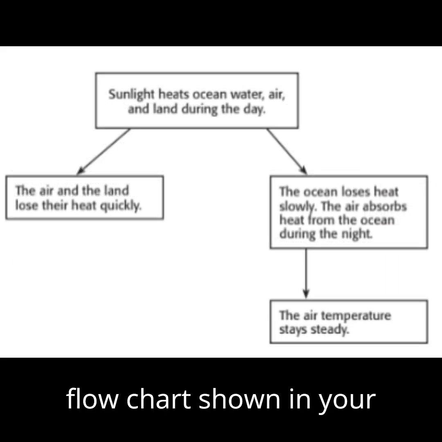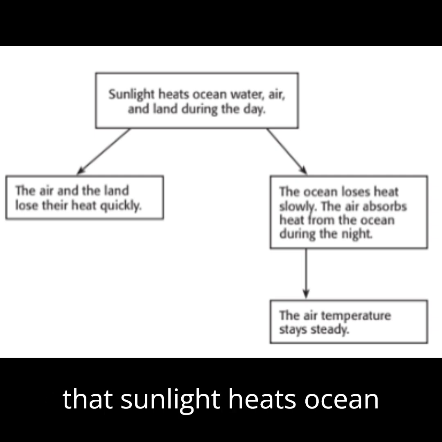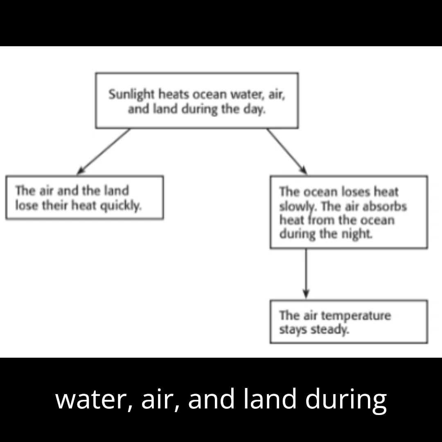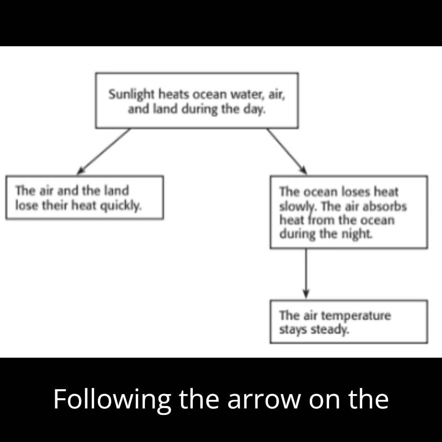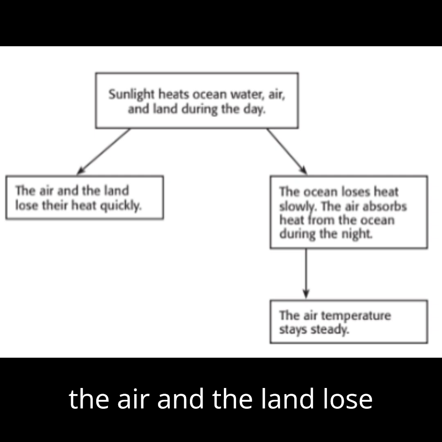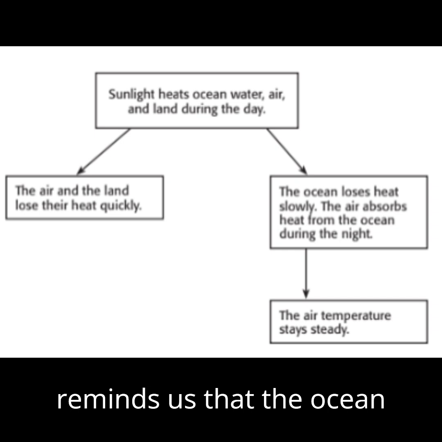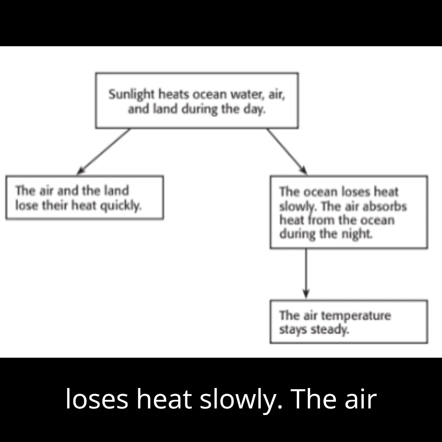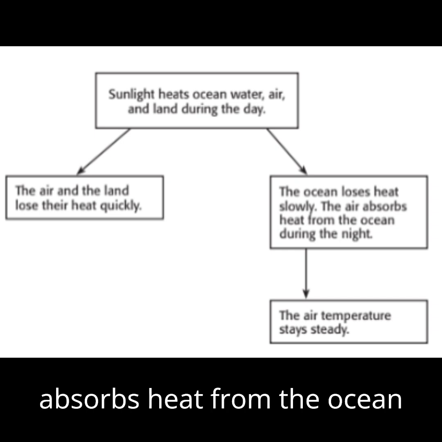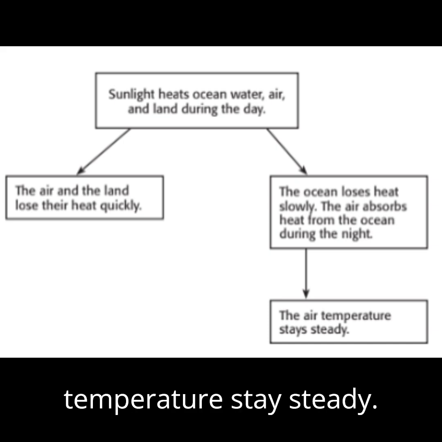Starting at the top of the flowchart shown in your chapter reading, we can see that sunlight heats ocean water, air, and land during the day. Following the arrow on the left, we are reminded that the air and the land lose their heat quickly. The top arrow on the right reminds us that the ocean loses heat slowly. The air absorbs heat from the ocean during the night. This helps the air temperature stay steady.